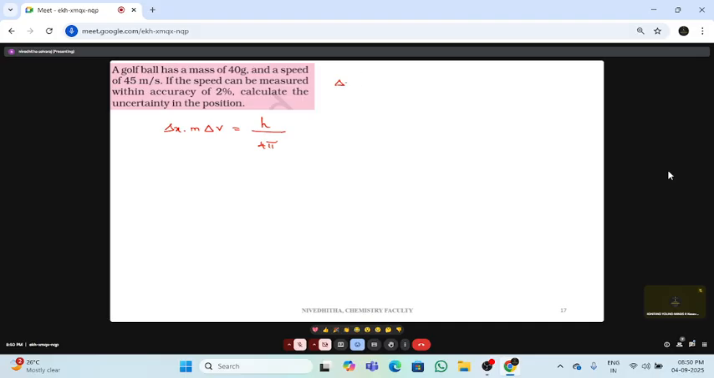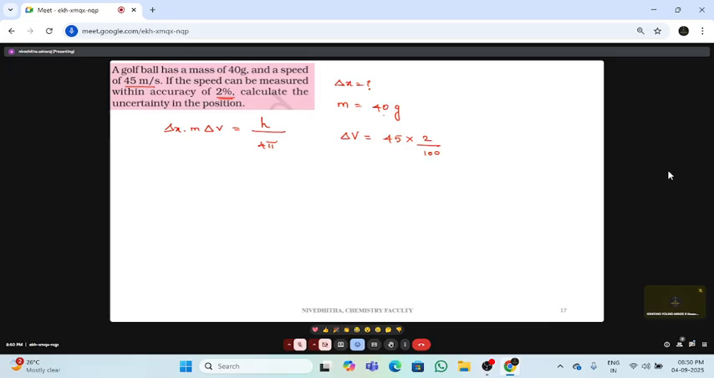Okay, we have to calculate delta x, right? And we know the value of m, which is 40 gram. And we have to know the value of delta v. See, they've given the velocity and they've given the accuracy. To calculate uncertainty in velocity, multiply this 45 with the accuracy. Accuracy is 2%, that is 2 divided by 100. So this will be the value of delta V.